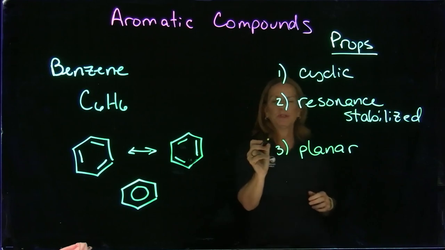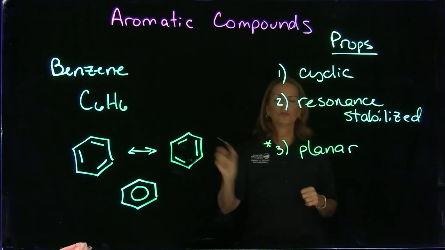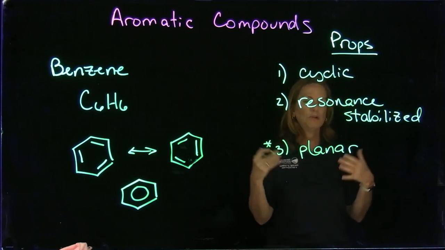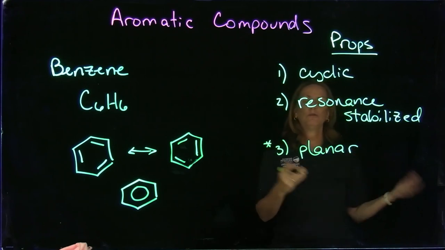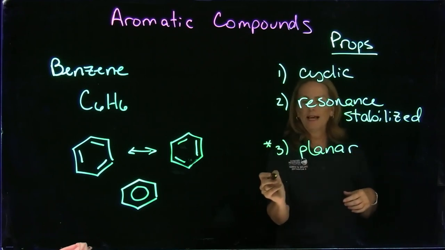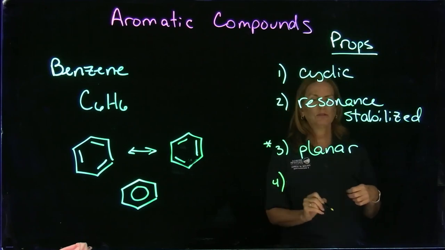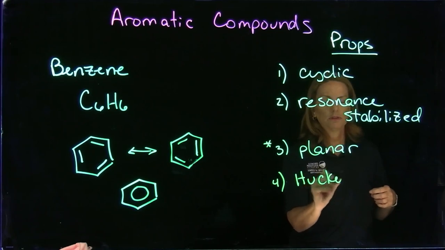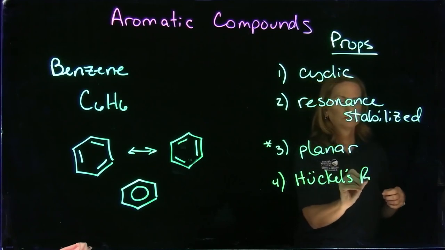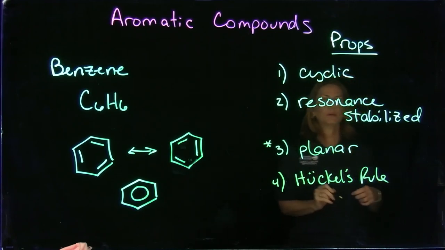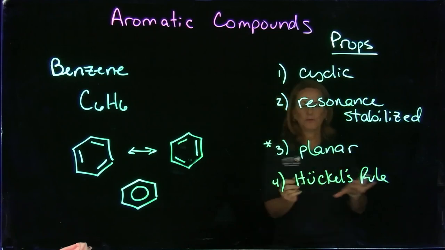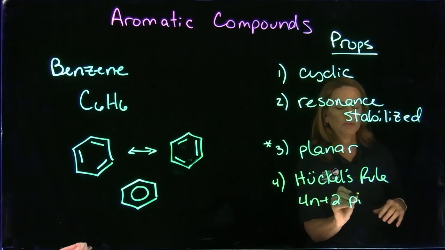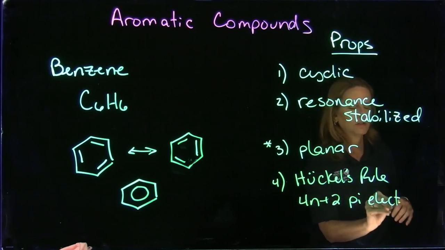Now, this is difficult. I'm going to put a star by this. By looking at a structure, it's difficult to tell. We would have to tell you that it's flat. But if you know something is aromatic, then you know it must be flat. And the last thing, it has to have the right number of pi electrons. This is called Huckel's rule. There's just a formula, and you can put any integer in for the formula, and the formula is 4n plus 2 pi electrons.